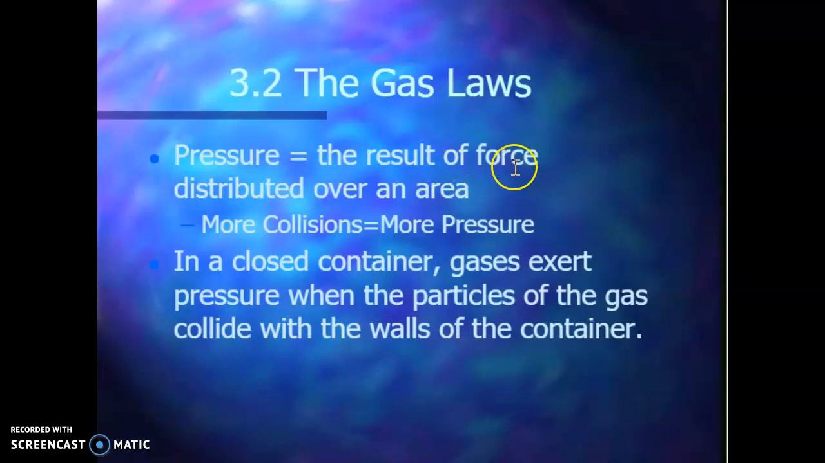Now, when it comes to a gas, gases are constantly moving around at a high speed, like we've discussed in the previous section. As those gases move around and bounce off of each other and collide in their enclosed space, they cause pressure. So, in a closed container, gases exert pressure when those particles collide not only with each other, but with the walls of the container. And the less room they have, the more pressure there's going to be, which we're going to talk about in a second.